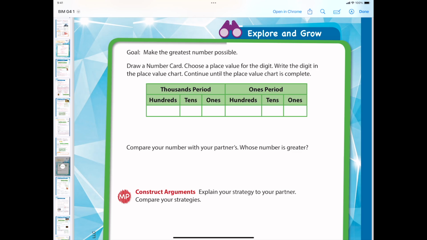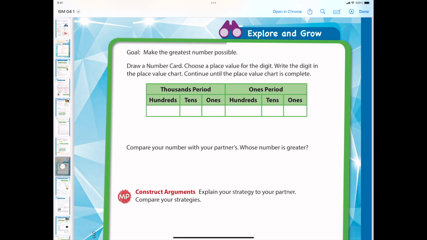Goal, make the greatest number possible. Draw a number card. There's a limit that I can show you in here. So I'm going to use a dice and pick random numbers, choose a place value for the digit, and write the digit in the place value chart, and continue until the place value chart is complete. After you finish, you need to compare your number with your partner's, and compare whose number is greatest, or greater, if you compare with two or three.